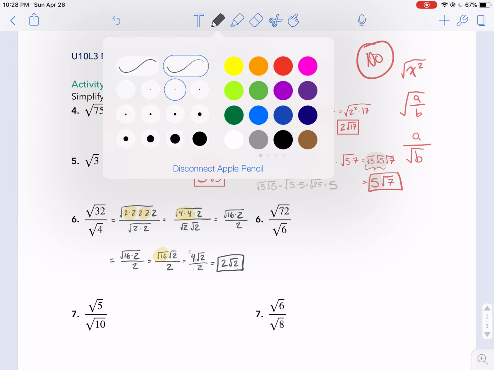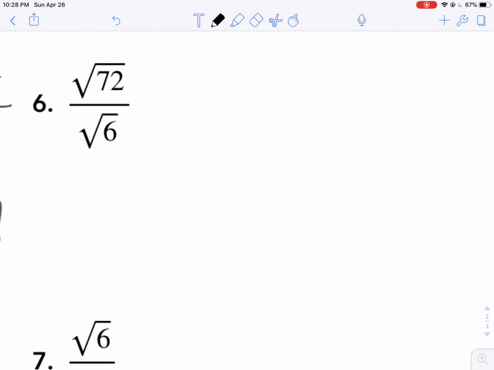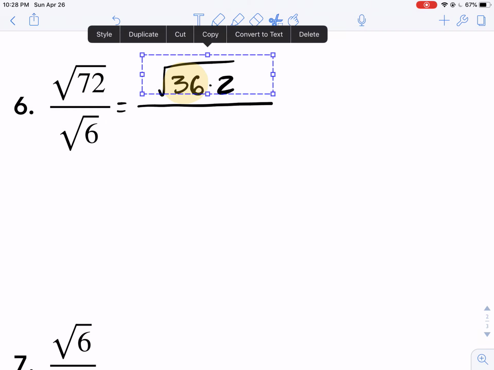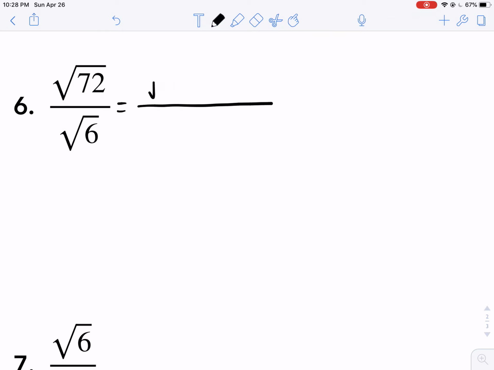Okay, let's look at number 6. So number 6, we're going to do the same thing. I'm going to look at the numerator, and then I'm going to look at the denominator. So 72. Well, I could say to myself, hey, 72, that's 36 times 2, and 36 is 6 squared. But if you didn't know that, we can break that up.